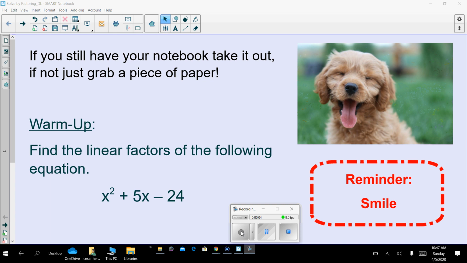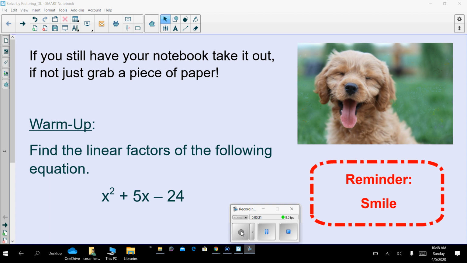Okay, let's go ahead and get started. Today we are going to solve by factoring. You have been factoring for a while, so now we're going to add an extra step on solving. If you still have your notebook, please take it out and continue on that. But if you don't, just grab a piece of paper and follow through.